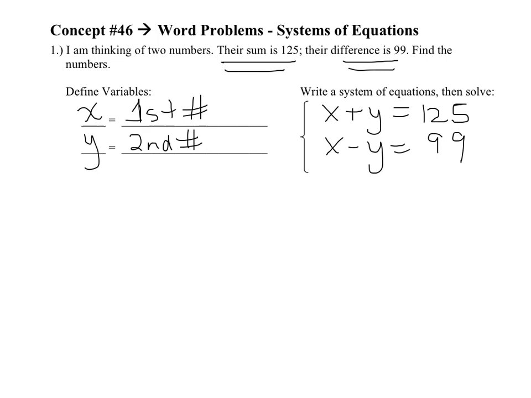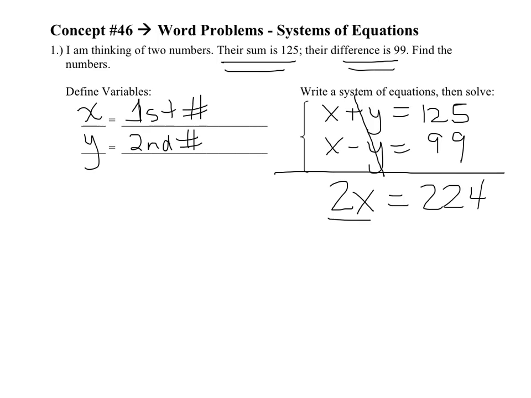So now in this one, we've got our choice. For your homework, you need to use every method at least once. So you have to use substitution at least once, you have to use elimination, and you have to use graphing. This one, super easy to use elimination, hands down. If I don't have to move anything around and I add, these guys are going to cancel out. You're going to get 2x equals 125 plus 99, which is 224. Then you divide everything by 2, and we get that x is equal to 112.